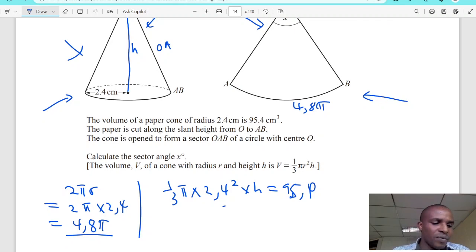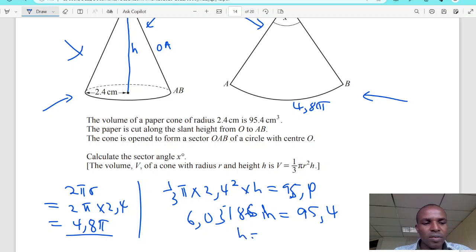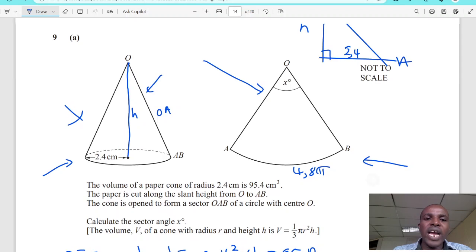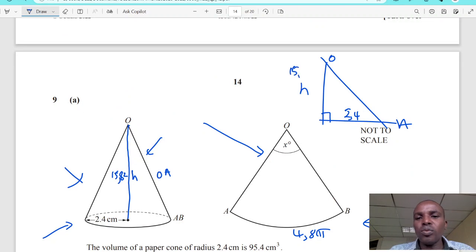2.4 squared times pi, then divided by 3, you get 6.03186 H is 95.4. So you say 95.4 divided by this one. 95.4 divided by this, and we get 15.8. 15.82 centimeters. So our height is 15.82.